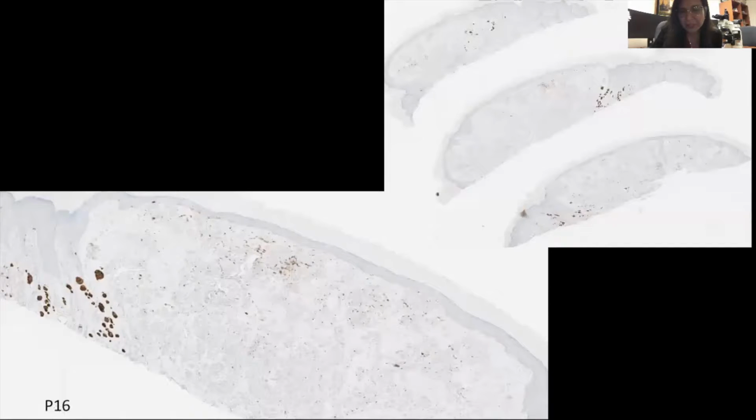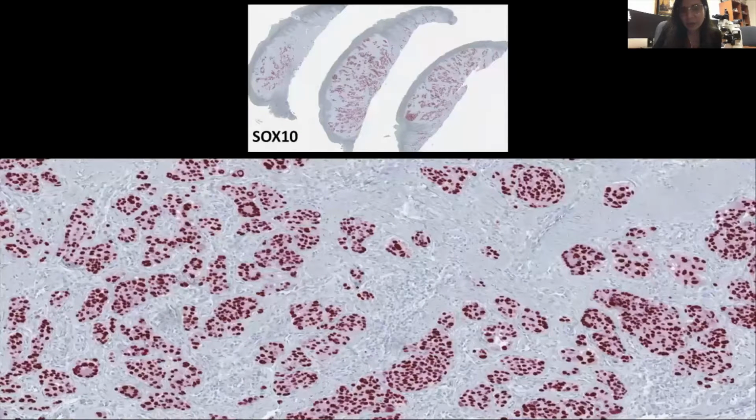And this is the P16. You see we have three pieces only, and only a focus at the periphery is showing P16 positive cells, and then the rest have all lost P16 expression. So this is showing very worrisome. And SOX10 highlights all these melanocytes, including the multinucleated cell-like area with background fibrosis and stromal response.